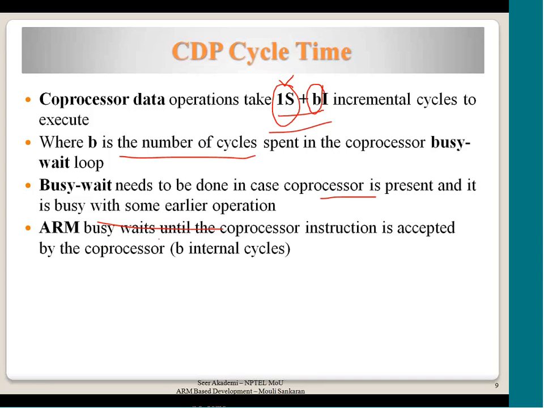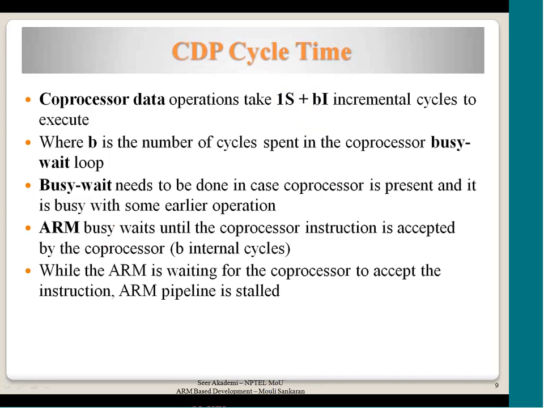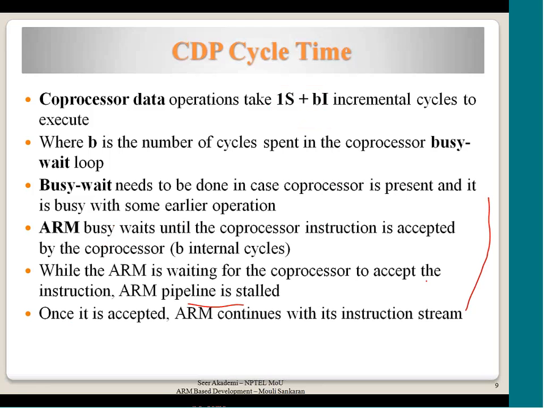ARM busy waits until the coprocessor instruction is accepted by the coprocessor. That is why that many internal cycles are spent. I hope this is clear to you why it has to wait so long. While the ARM is waiting for the coprocessor to accept the instruction, the ARM pipeline is stalled. Of course, once the execute stage is stalled, everything else behind it is also stalled. Once it is accepted, ARM continues with the execution.